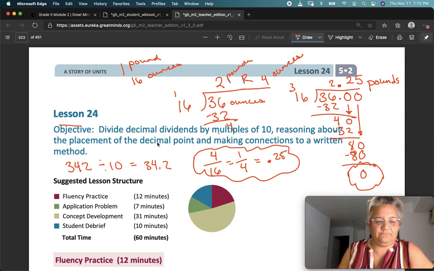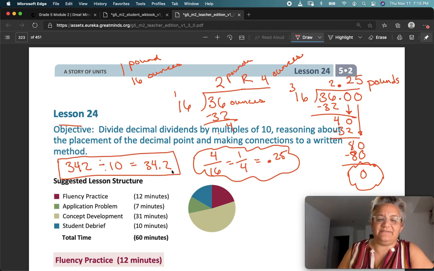So, multiples of 10, it could be 100, it could be 10 squared, it could be 10 to the third. We have done this before. This is not new. We're just reminding you of it in lesson 24 so that you can see we're starting to get into division here.